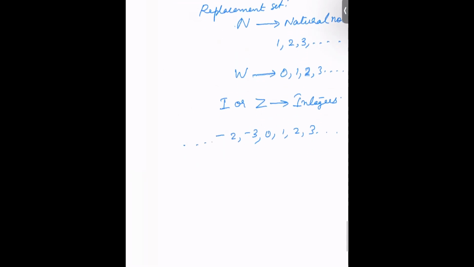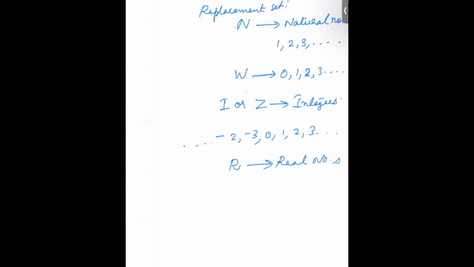Then R, real numbers. These are the only 4 things you need to understand: natural numbers, whole numbers, integers, and real numbers. R is real numbers. W stands for whole numbers. So you can quickly note down this also. This is the replacement set. As I told you, replacement set means the set from which you are taking the value of x. That is called the replacement set.